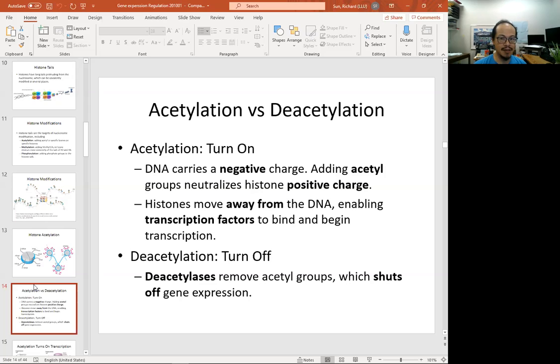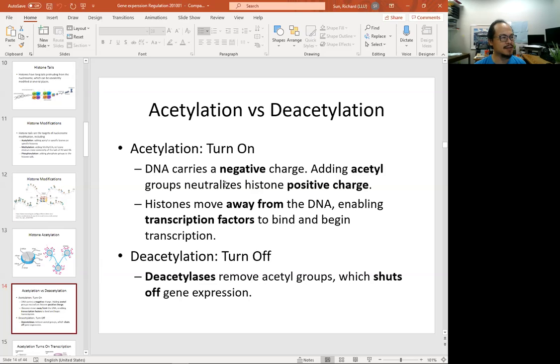So that's what you need to know. Will acetylation cause gene expression? Yes. Will deacetylation cause gene expression? No. Deacetylation causes genes to turn off.